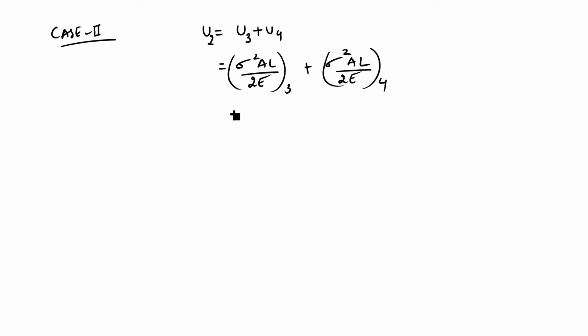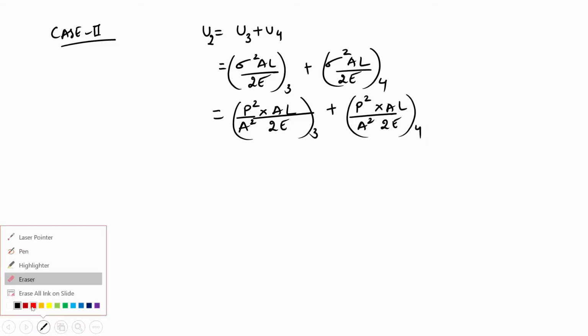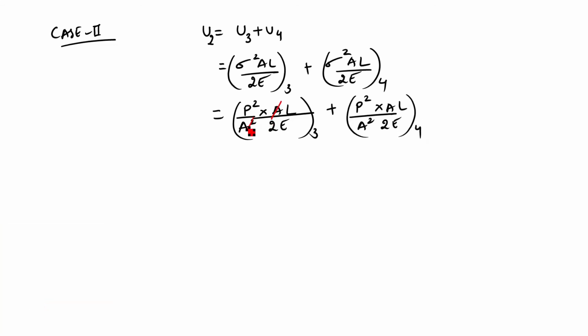So the formula here will be, sigma is P by A. So I'll have P upon A, this will be squared, into AL upon 2E. Now this is for the U3 one. And here I'll write down again P square upon A square into AL upon 2E. This 1A and 1A gets cancelled.